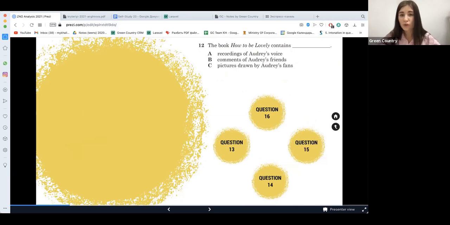Option A, recordings of Audrey's voice. We can just mention Audrey's voice, recording its voice itself. If we talk about the phone, B, comments of Audrey's friends. So we can just underline comment and friend or Audrey's friend. And C, pictures drawn by Audrey's fans. Pictures by fans, I think that's enough. Let's listen to the audio and check our ideas.